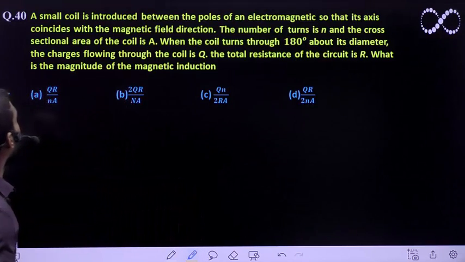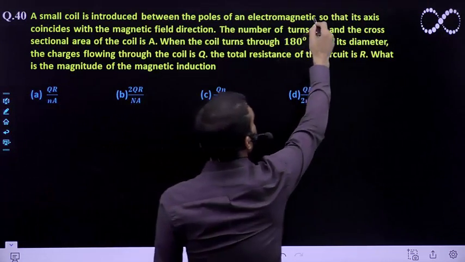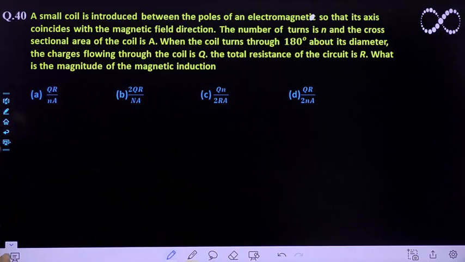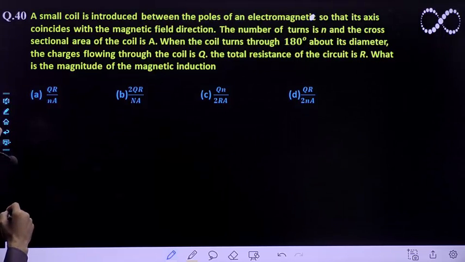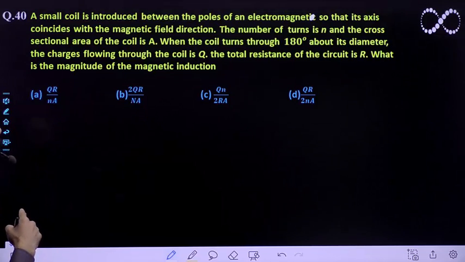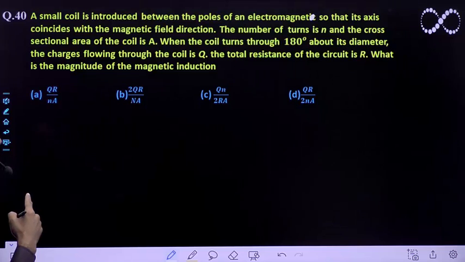Okay, a small coil is introduced between the poles of an electromagnet. Magnet is there, this is the magnet, so that its axis coincides with the magnetic field direction. The number of turns is N. The area of cross section of the coil is A. When the coil turns through 180 degrees about the diameter, the charge flowing through is Q. The total resistance of the circuit is R. What is the magnitude of magnetic induction?